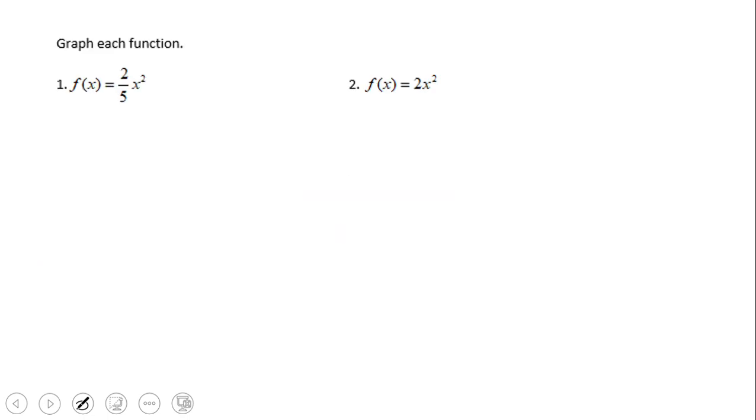The first two examples, in fact, number one, the first one says graph the function f of x equals 2 over 5 x squared. So as you notice, we have a fraction there, which sometimes is a problem. The denominator is 5. That's the thing that you want to keep in your mind.